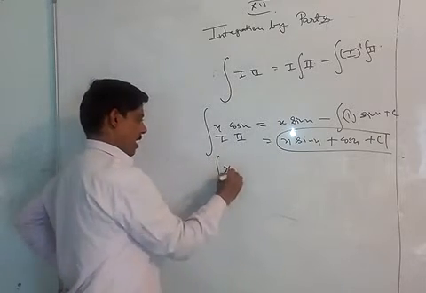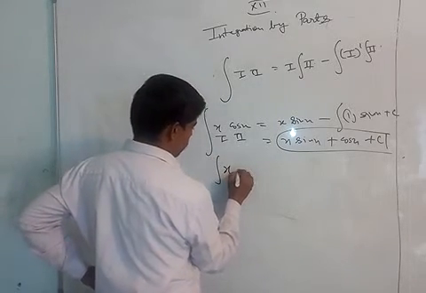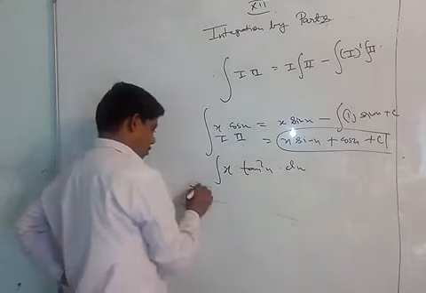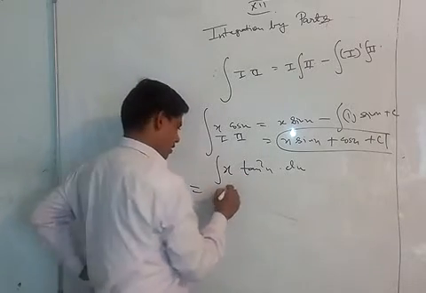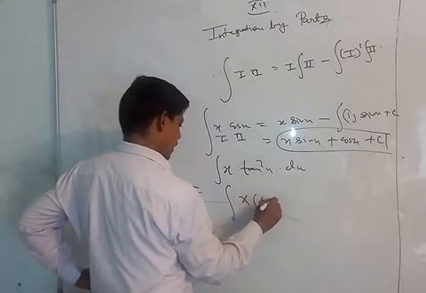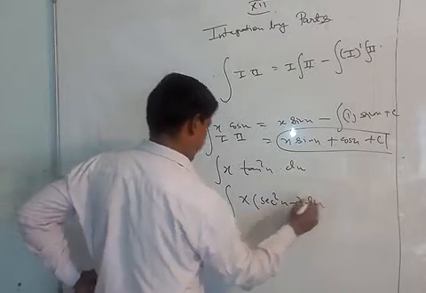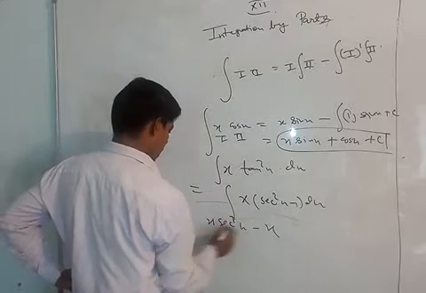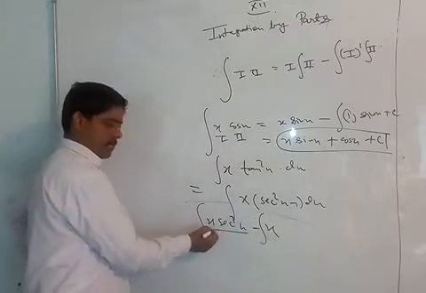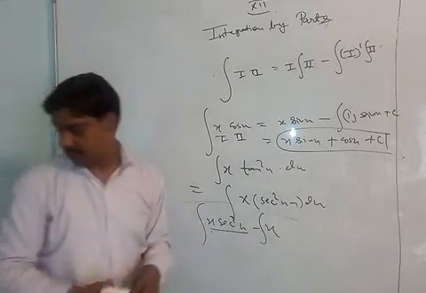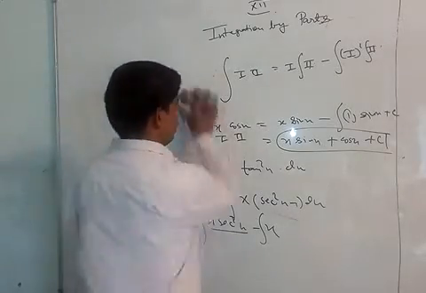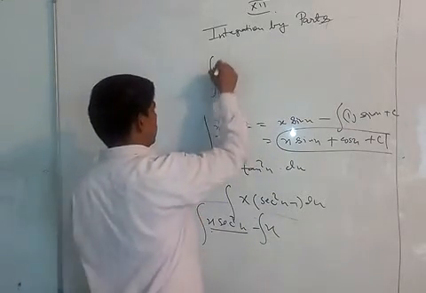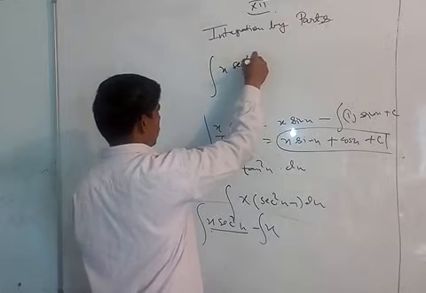Suppose you have another question, x tan square x dx. Now we can write this as x into secant square x minus 1 dx, right? This can be written as x secant square x minus x. We can integrate them separately; we will do this by parts. How will it be done by parts? x secant square x dx. Let's integrate this x secant square x dx.